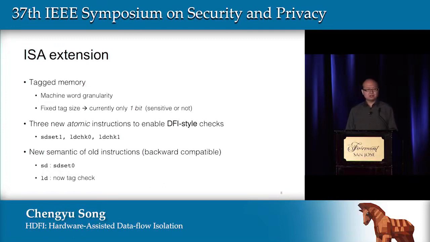We also introduced 3 new instructions to manipulate and check the tag. Store and set 1 will store a value to the memory and automatically set the tag to 1. Load and check 0 will check if the tag is 0, and load and check 1 will check if the tag is 1. So we don't have an explicit store and set 0 instruction. Instead, we modified the original store instruction to implicitly set the tag to 0. And for the load instruction, we didn't change any semantics, so we can be backward compatible with existing binaries.